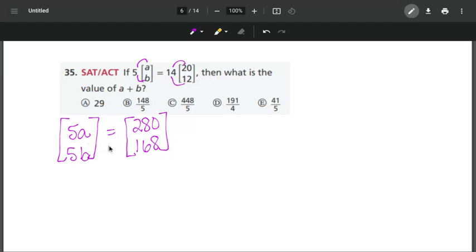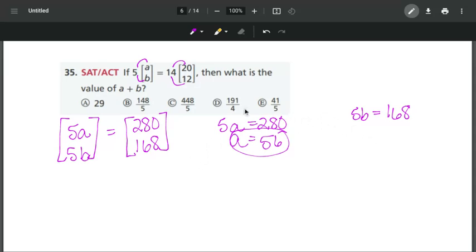Then I need to figure out what A and B are. So I can set up two equations. 5A corresponds to the element 280 in the other matrix, so 5A is equal to 280. Divide both sides by 5, and A is 56. The other equation I can set up is 5B equals 168 because those elements are in the same position. Divide both sides by 5, and I get 11.2. Or it looks like I have fractions in my answer, so let's make it a fraction.